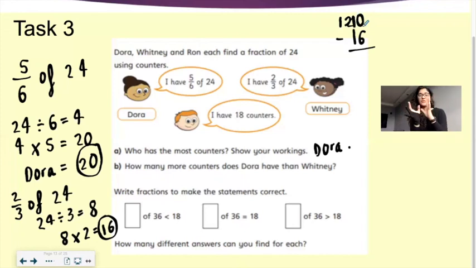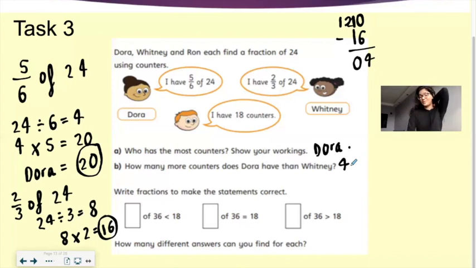That becomes a 1. You put that 1 that you've taken in exchange next to the 0. So that 0 then becomes a 10. Now you can do 10 take away 6. So 10 take away 6. 1, 2, 3, 4, 5, 6. The answer is 4. And then what's 1 take away 1? 0. So how many more counters does Dora have than Whitney? 4. Just like that.